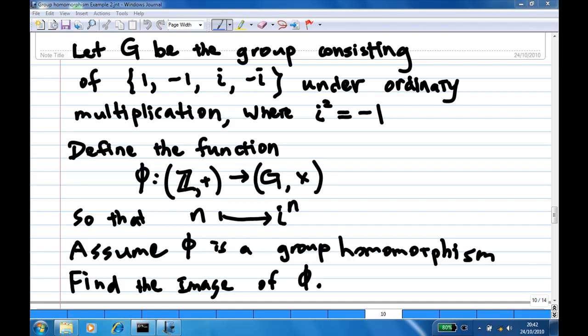For this recording, I'm going to show you how to find the image of a group homomorphism. In this case, we are given a group G consisting of 1, minus 1, i, minus i, under ordinary multiplication, where i squared equals minus 1, and a function phi from the additive group of integers to G, given by n goes to i to the power n. Assume that this is a group homomorphism, find the image of phi.